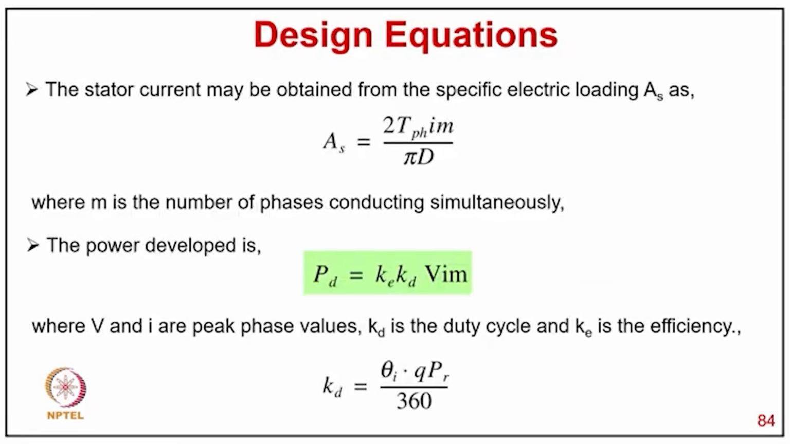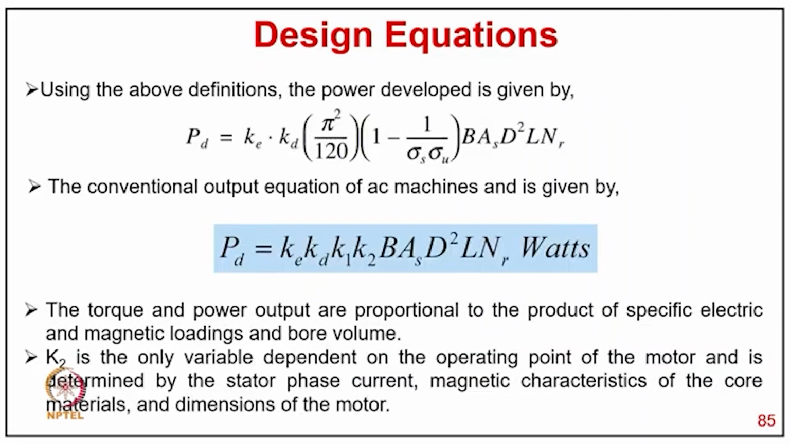So now the stator current may be obtained from the specific electrical loading A_S, as A_S equal to 2 T_PH I m by pi D, where m is the number of phases conducting simultaneously. And the power developed is P_D equal to K into K_D into V into I_m. V and I are the peak phase values, K_D is the duty per cycle and K is the efficiency. So K_D equal to theta_i into q into P_R by 360.